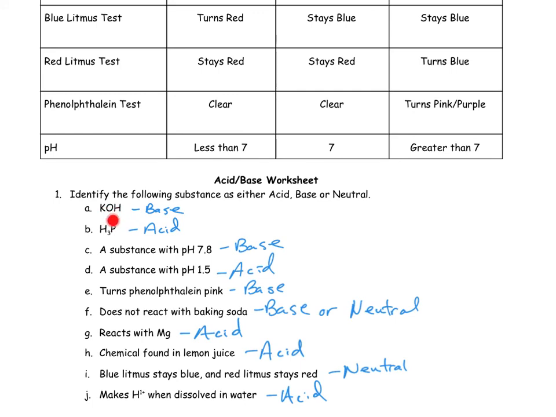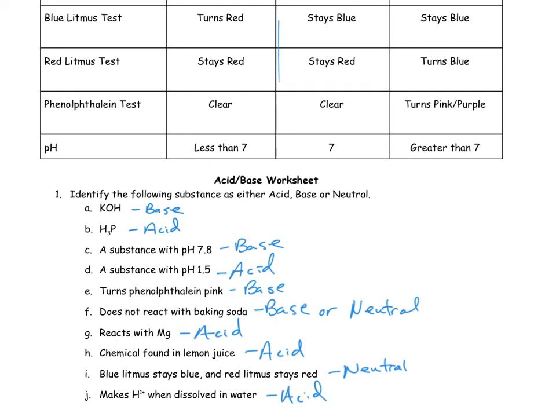KOH, because it ends with OH at the end of the formula, that's a base. But H3P, because it starts with an H, that's an acid. Any chemical that starts with an H is an acid. Any chemical that ends with OH or hydroxide is known as a base.